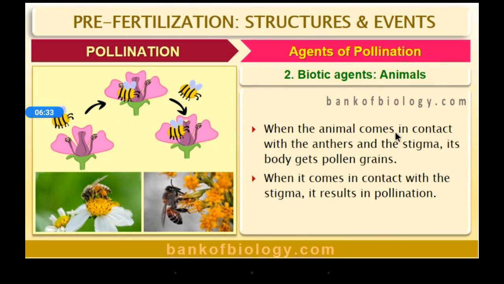And when animals come in contact with the anthers and stigma, their body gets pollen grains. That means the pollen grains will be sticking onto the body of these insects. And when it comes in contact with the stigma, it results in pollination. The pollen grains will be carried, sticking onto their body, and then when the insect goes and sits on another flower, it deposits them on the stigma.